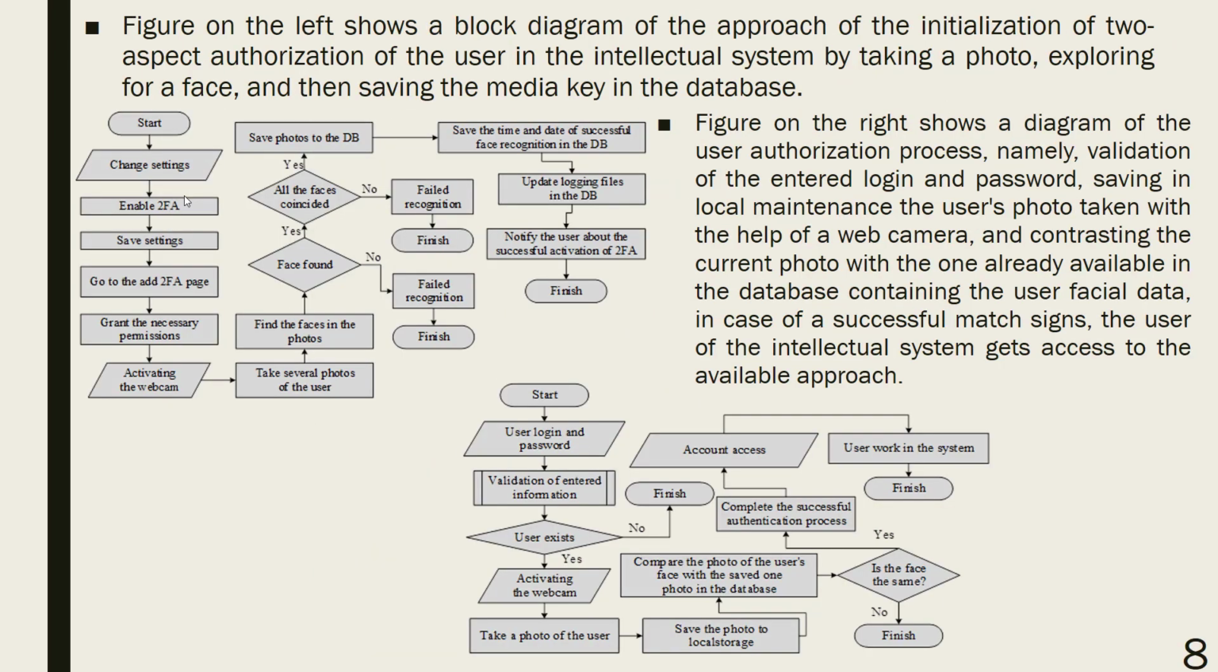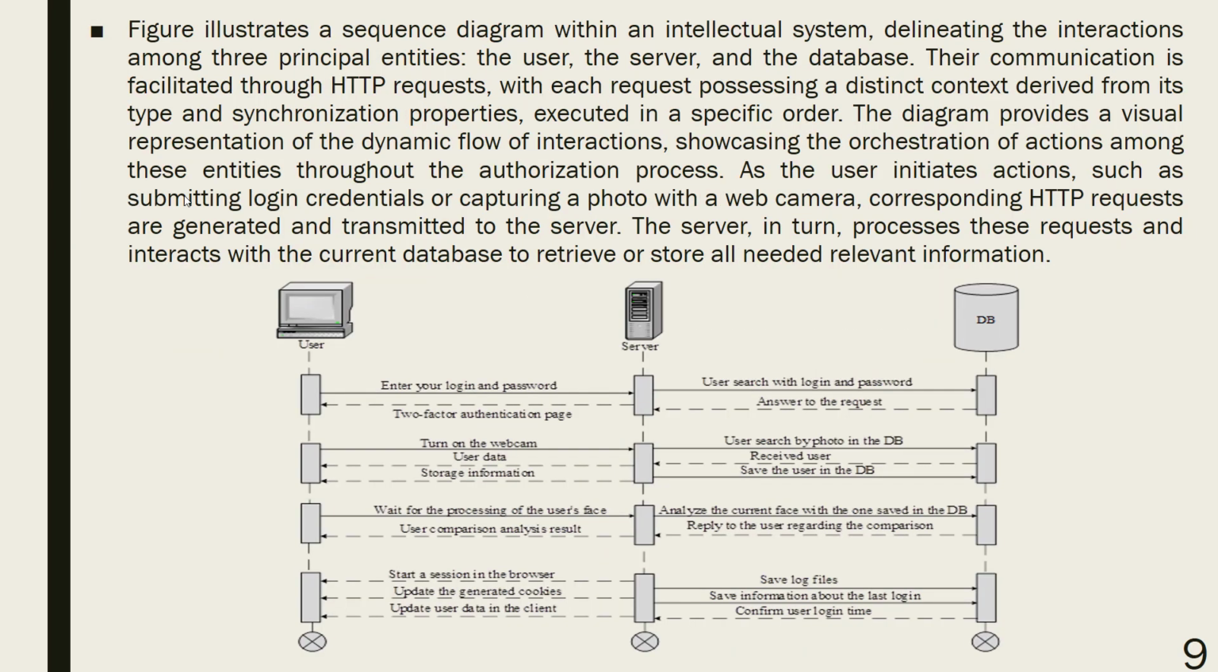Figure on the left shows a block diagram of the approach of the initialization of two-aspect authorization of the user in the intellectual system by taking a photo, exploring for a face, and then saving the media key in the database. Figure on the right shows a diagram of the user authorization process, namely validation of the entered login and password, saving in local maintenance the user photo taken with the help of the web camera, and contrasting the current photo with the one already available in the database containing the user facial data. In case of successful match, the user of the intellectual system gets access to the available approach.